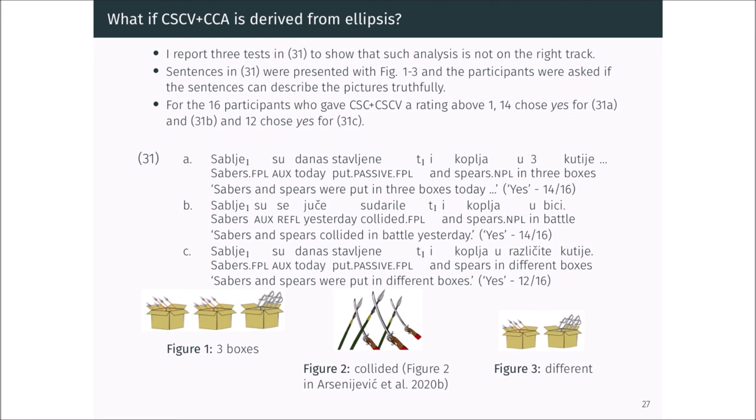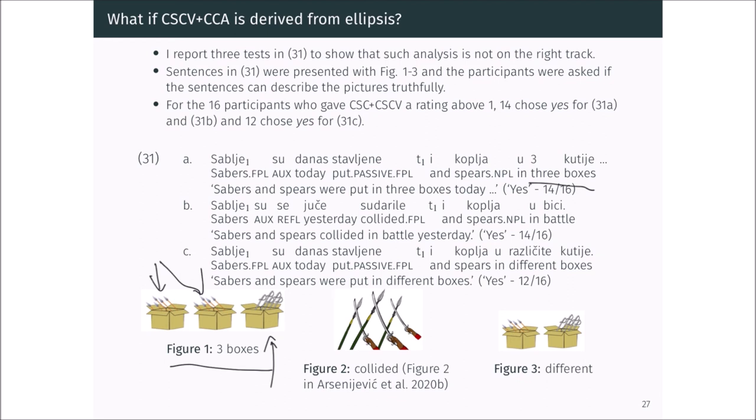31A: Sabers and spears were put in three boxes today. Figure 1 shows that spears were put in two boxes, while sabers were put in one box. So together they were put in three boxes. This is the cumulative reading of three boxes, which cannot be generated by "sabers were put in three boxes and spears were put in three boxes."